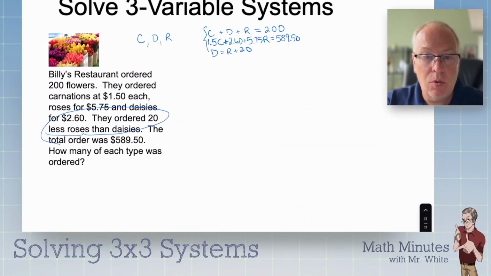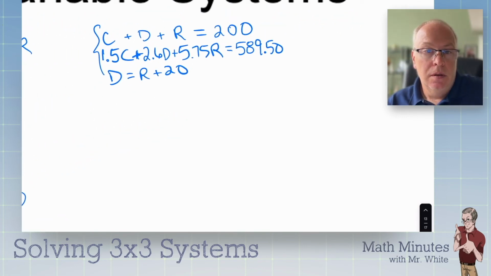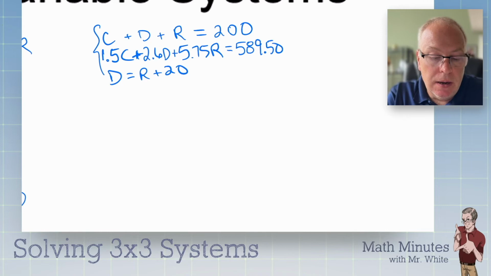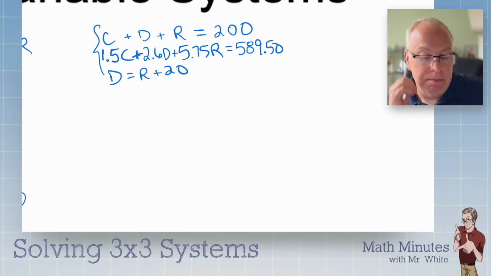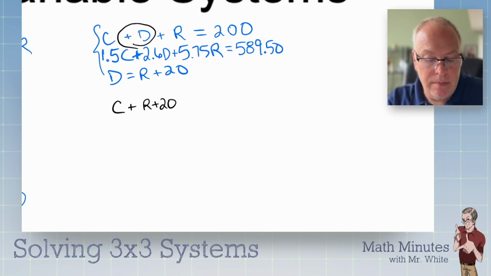Let's now go back to our word problem. Remember, we set it all up, and we're going to figure out how much they bought. All right, so I do see that there's a couple ways to do this, folks. What do I want to do here? All right, let's substitute out the D. Let's just use a little bit of substitution here. C plus R plus 20 plus R is 200. You see what I just did?